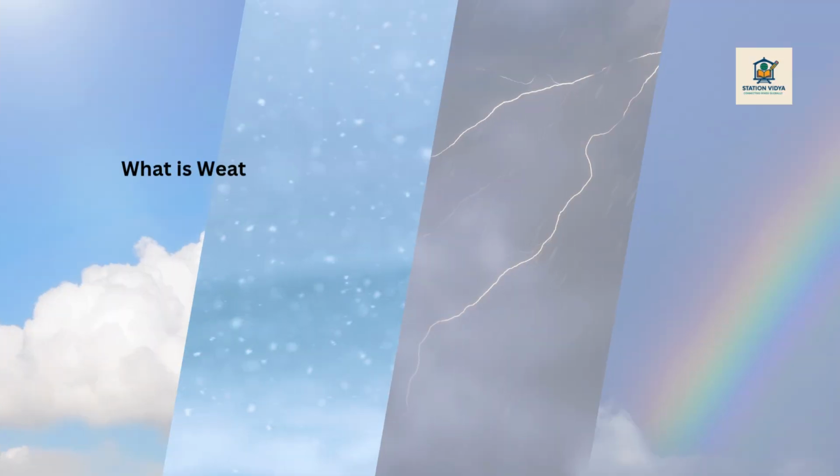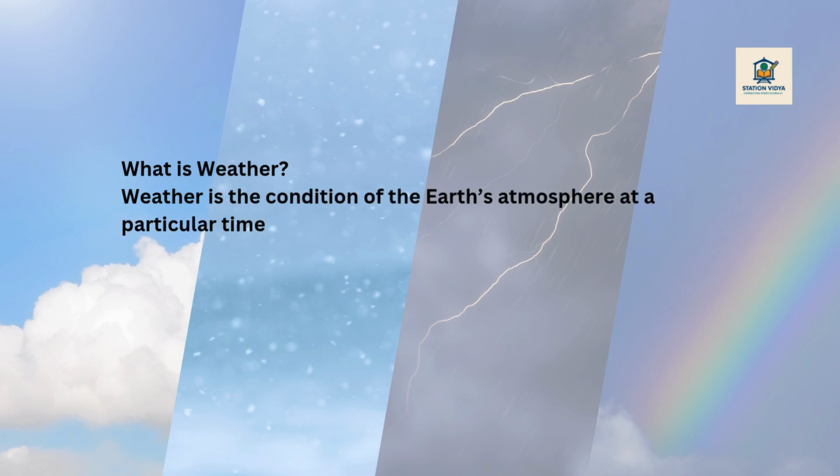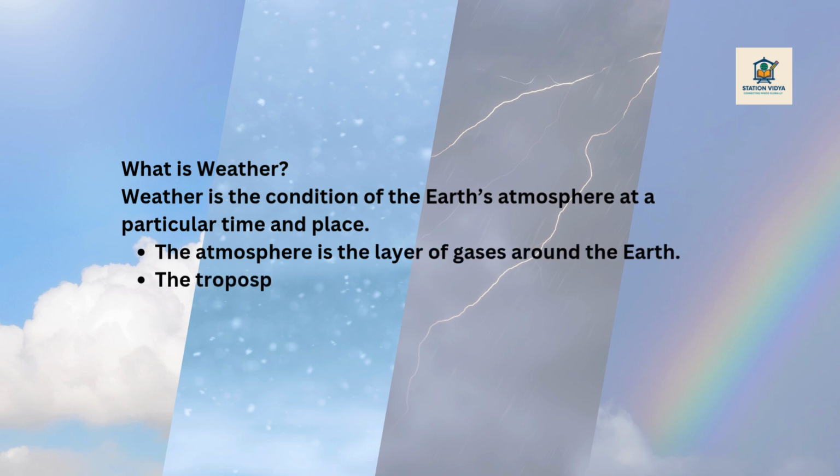What is weather? Weather is the condition of the Earth's atmosphere at a particular time and place. The atmosphere is the layer of gases around the Earth. The troposphere, the lowest layer, is where all weather changes happen.